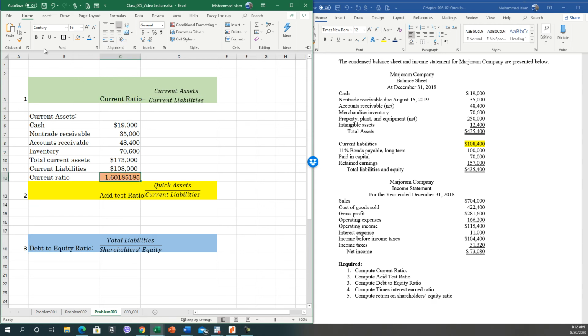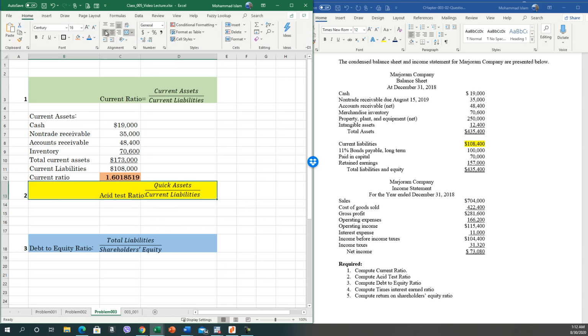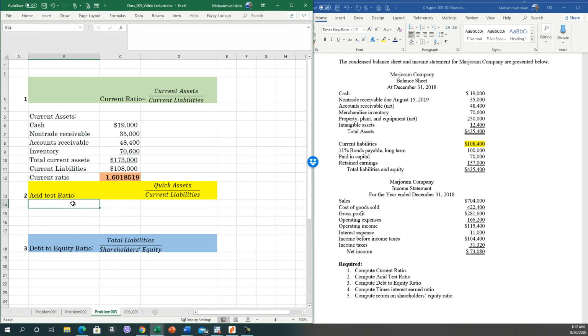Okay, it is good. So we have this one, and this is the current ratio we have, and then quick assets here. Number 2 is the acid test ratio, which is actually the quick assets divided by current liabilities. So quick assets doesn't include the inventory. It just excludes the inventory from the current assets.